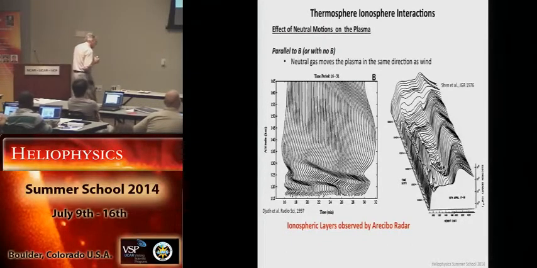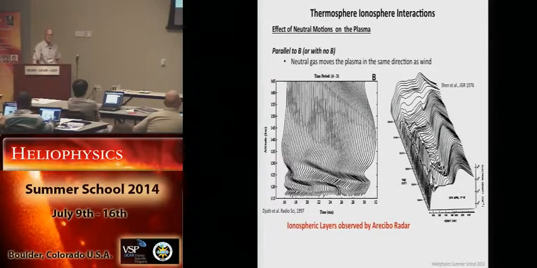So this wave-like motion in the neutral atmosphere produces these plasma layers in the plasma. So that's one of the first products of ion-neutral interactions that you'll see if you observe the ionosphere from below.